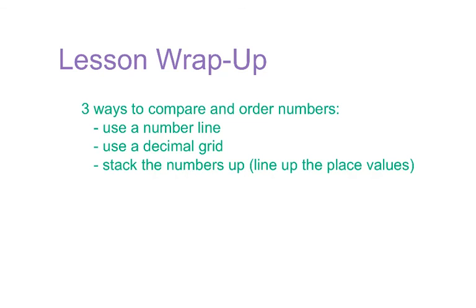So to recap our lesson, we talked about 3 ways that you can compare and order decimals. The first way we talked about was using a number line. And we know that the decimals that would be farthest to the right would be larger than those that are farthest to the left. We also talked about filling in a decimal grid and then comparing what you see visually. Which one did you fill more squares in? And then the third and final way that we talked about comparing and ordering decimals today was to simply line up the place values. You could use a place value chart.